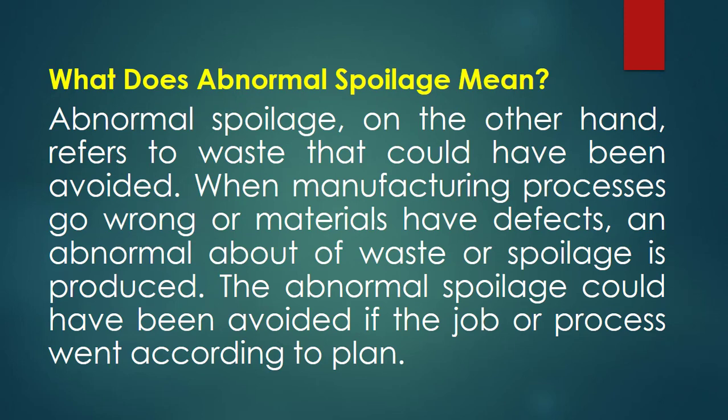So what does abnormal spoilage mean? Abnormal spoilage, on the other hand, refers to waste that could have been avoided. When manufacturing processes go wrong or materials have defects, an abnormal amount of waste or spoilage is produced. The abnormal spoilage could have been avoided if the job or process went according to plan.